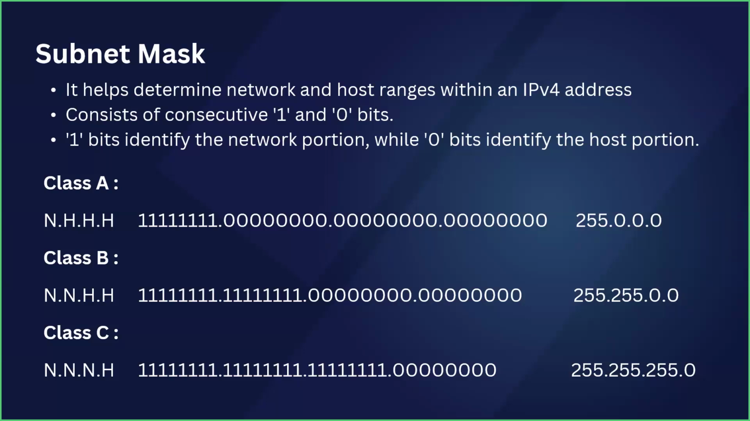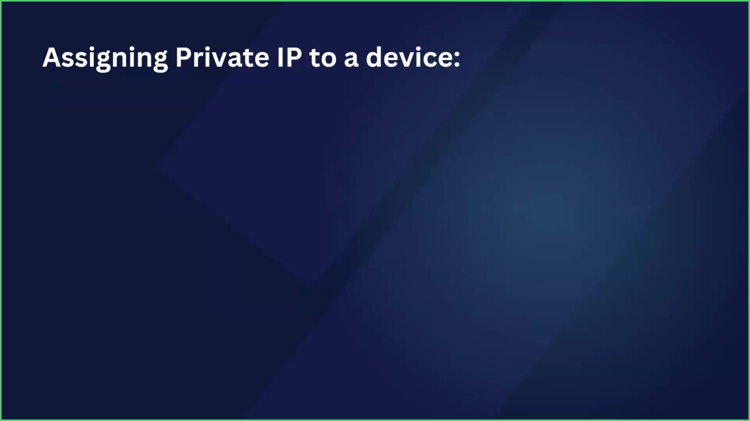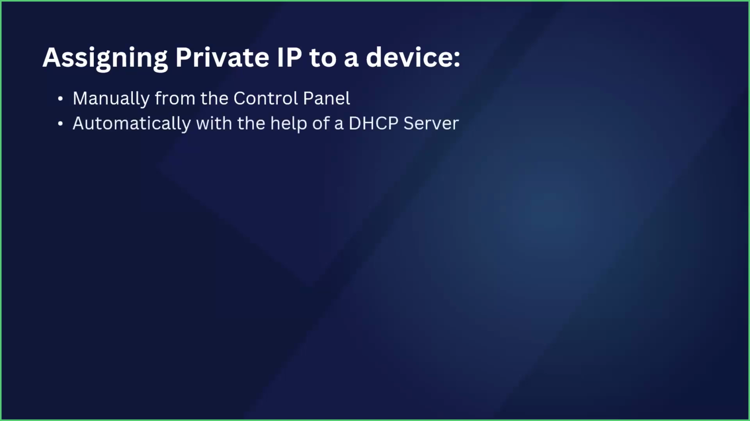After this, let's talk about the concept of assigning a private IP. Your system, guys, can get a private IP in two ways. One, you can assign it yourself manually from the control panel, or two, you can automatically get it from something called a DHCP server. Public IPs are assigned by the ISP, but private IPs are in our control. They belong to our local network. So you can assign it in these two possible ways.